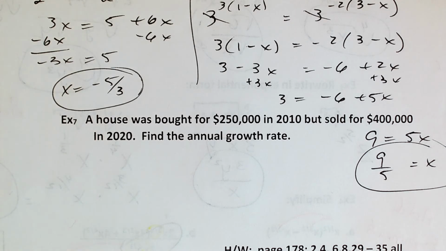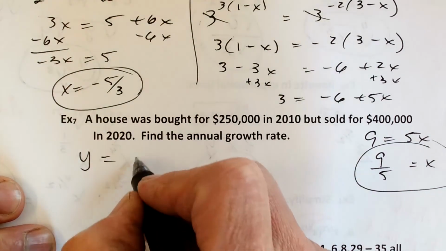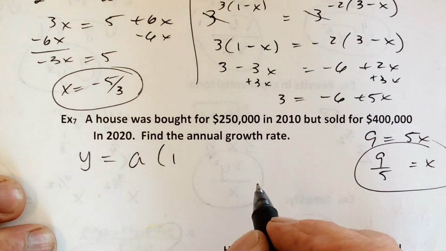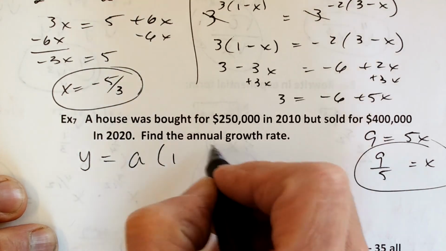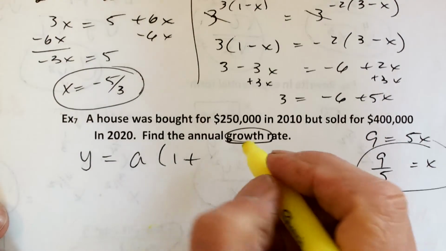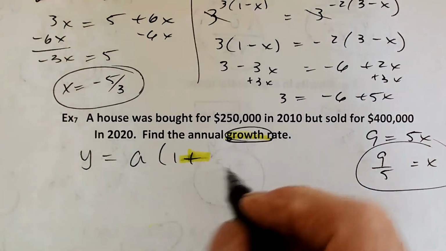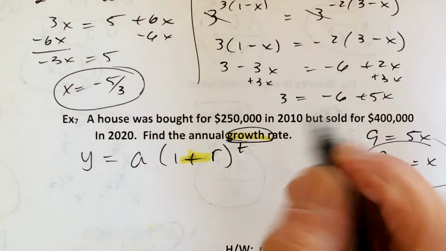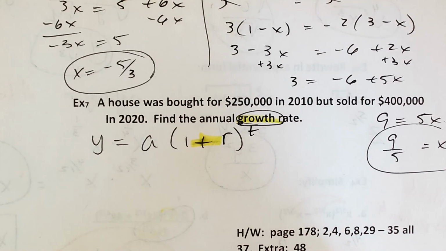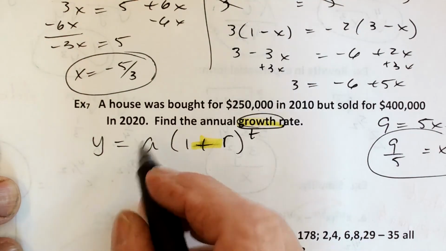Okay, number 7. Let's see if we can set it up. So same problem we had, same type of formula. We had y equals a times 1 plus r to the t power. Okay, this is growth rate, right? Growth. So I'm going to go plus. Same formula we've been using. The house was bought for $250,000. So I'll put that here.